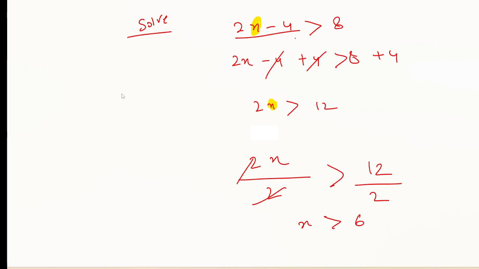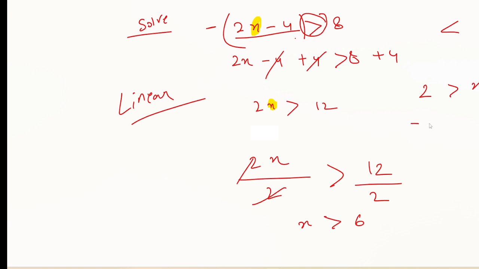It's the same way as we did linear equations, right? Only if you are multiplying with a negative sign or something, then this inequality sign gets flipped. Suppose there is 2 and there is x, so if you are multiplying or dividing with a negative sign, let's suppose negative 2 and negative x, this sign will flip.